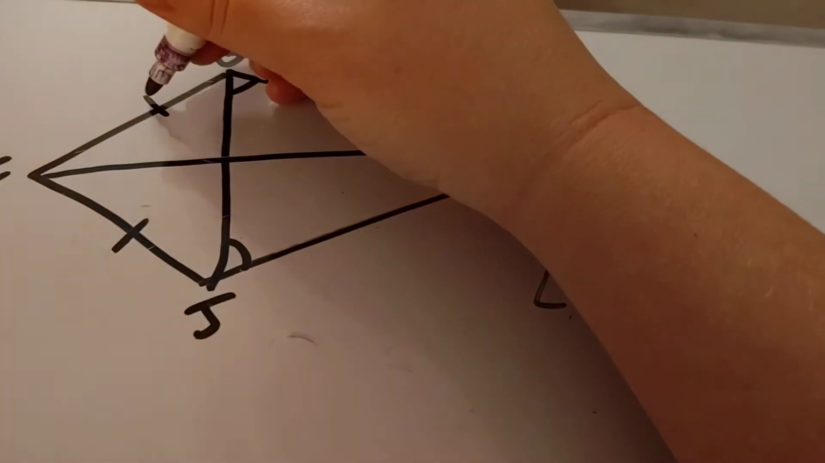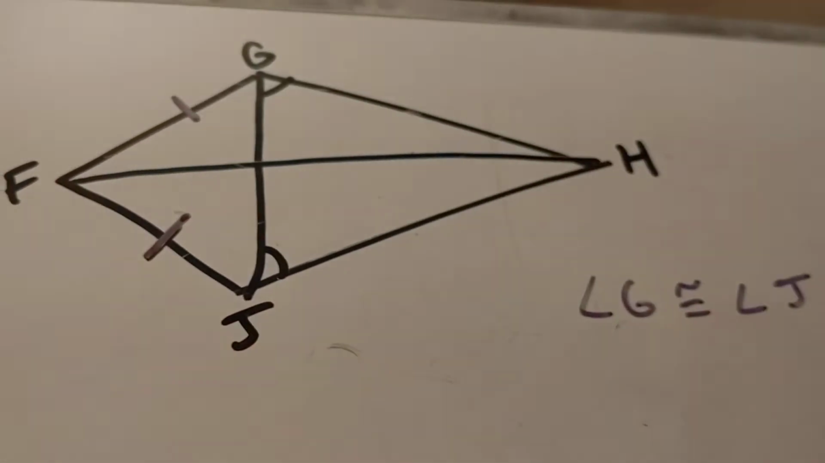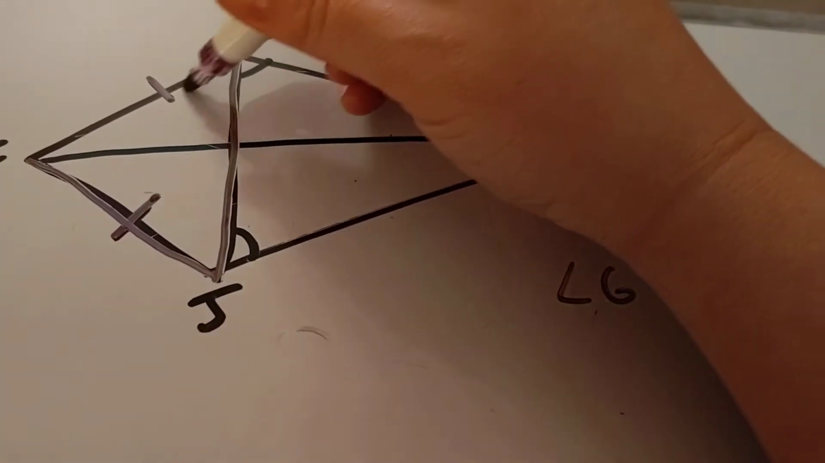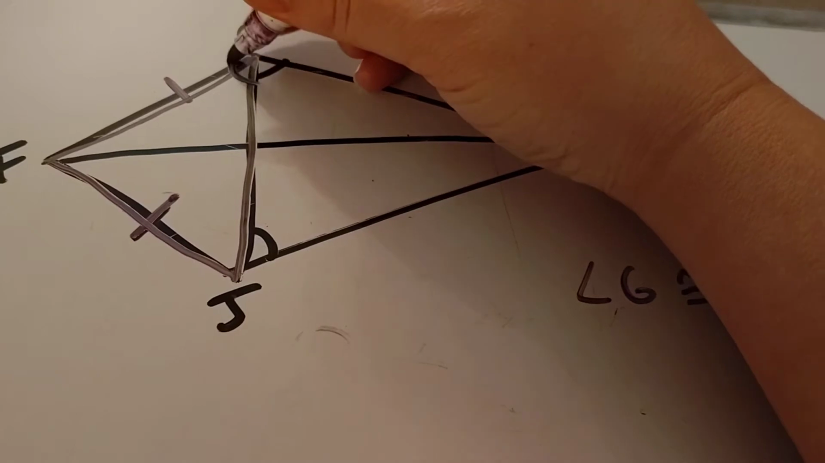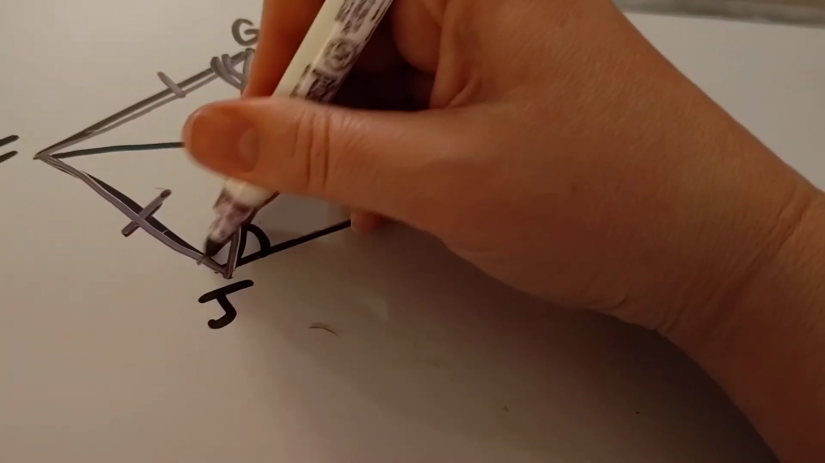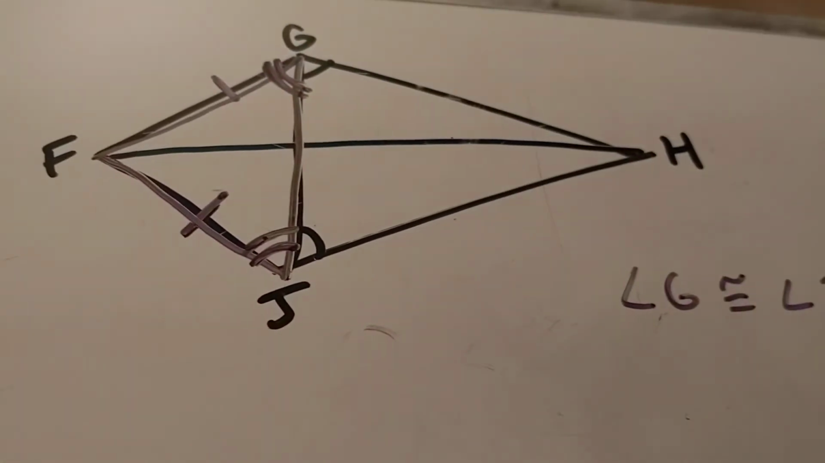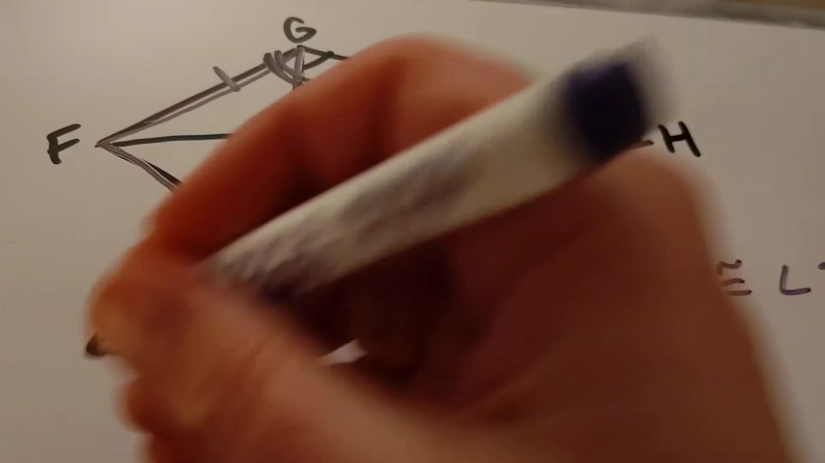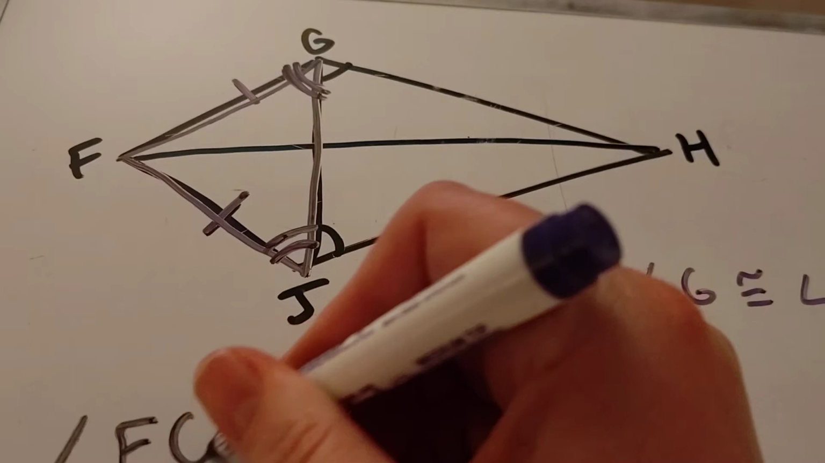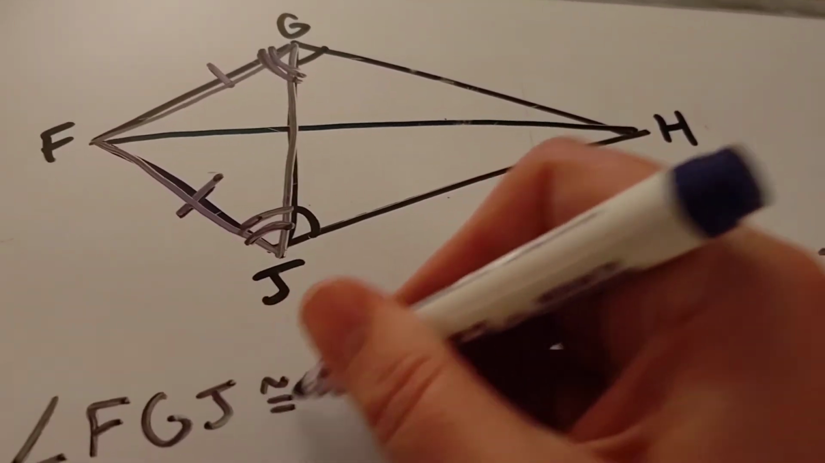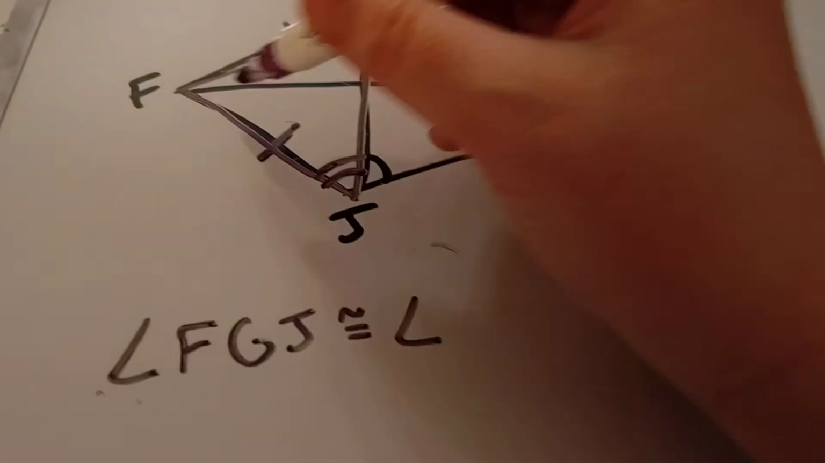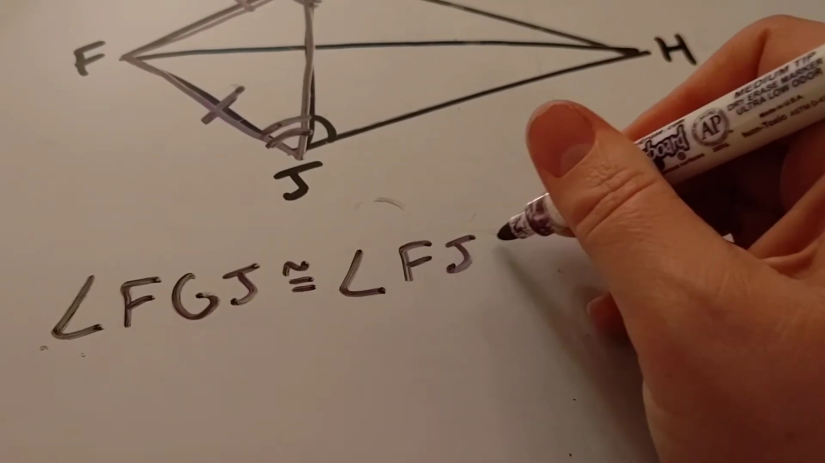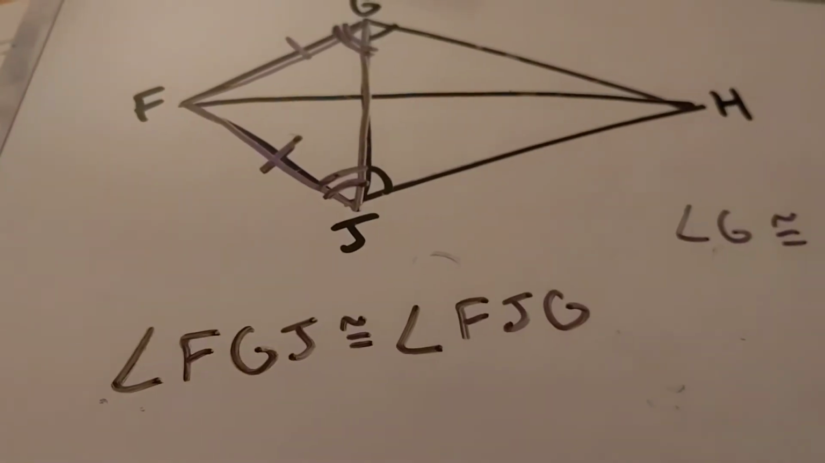So I know if this leg is congruent to this leg, then I must have an isosceles triangle right here. So I'm going to mark this angle right here congruent to this angle right here, which means to name this angle, I might call it angle FGJ. So angle FGJ is congruent to angle FJG. And that's my first answer, 1A.